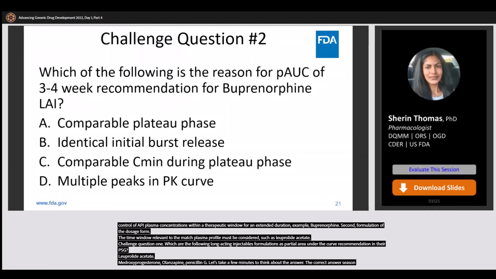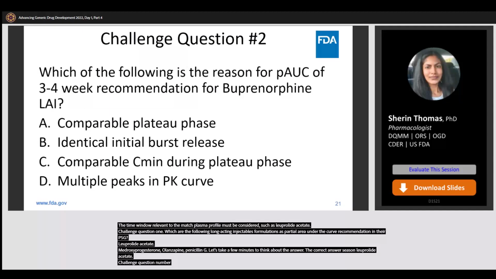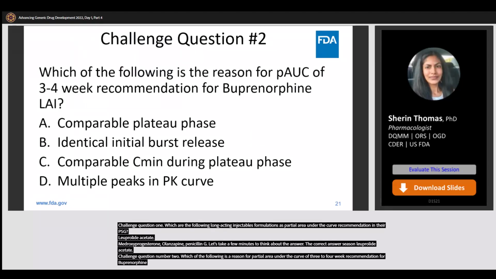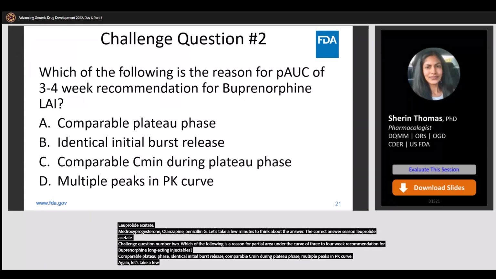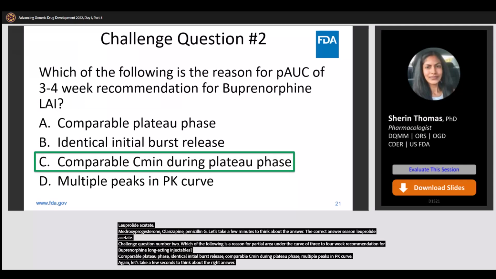Challenge question number 2. Which of the following is the reason for the partial area under the curve of 3 to 4 week recommendation for buprenorphine long-acting injectable? Comparable plateau phase, identical initial burst release, comparable Cmean during plateau phase, multiple peaks in the PK curve. Again, let's take a few seconds to think about the right answer. The correct answer is comparable Cmean during plateau phase.